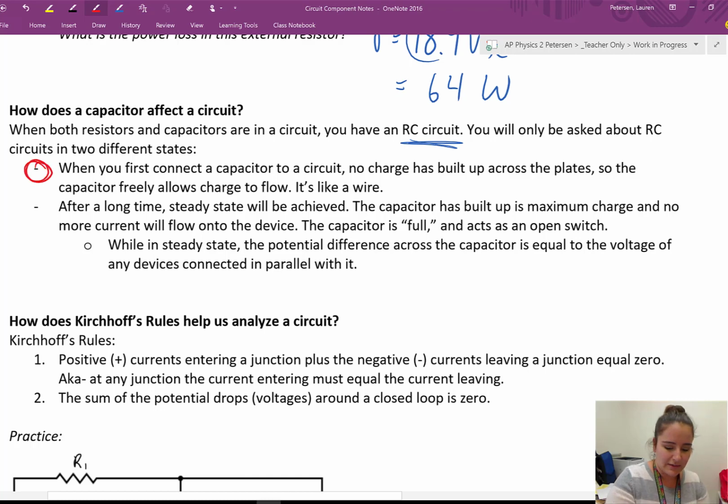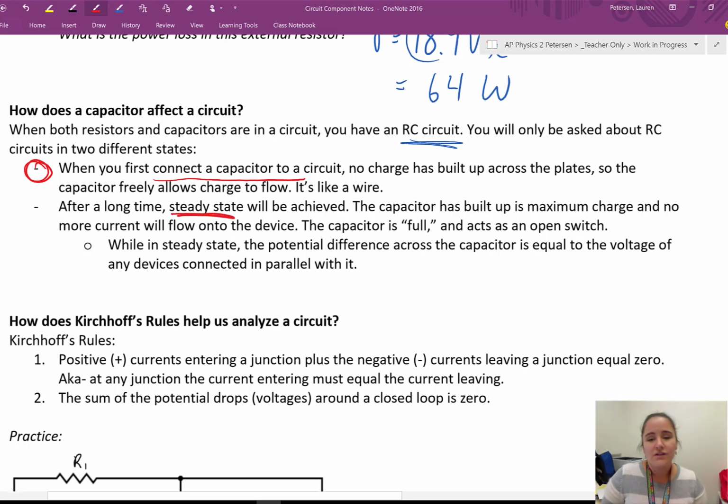So if you first connect a capacitor to a circuit, no charge is built up across the plates. So it's still going to have the potential difference, and the capacitor is just going to act like a wire. The current is still going to flow until the charge has built up on the plates, and we call that steady state.